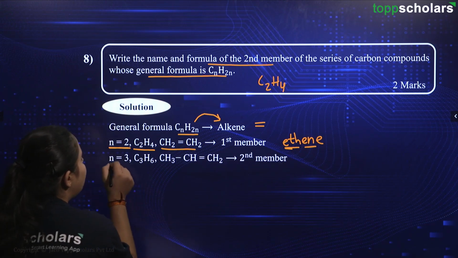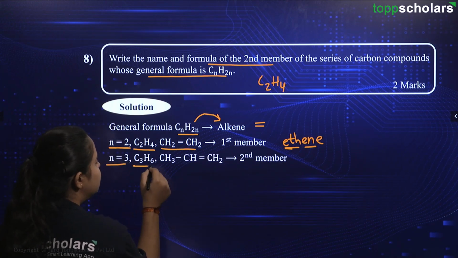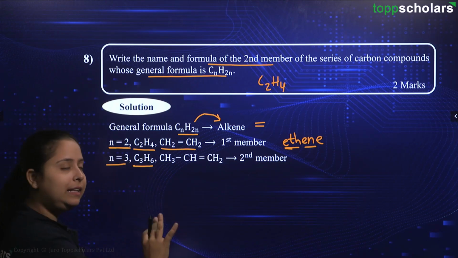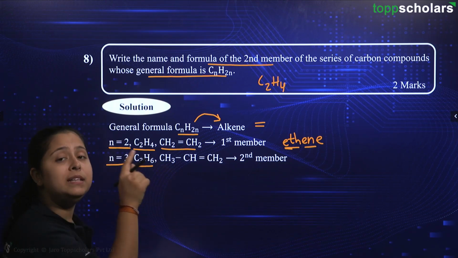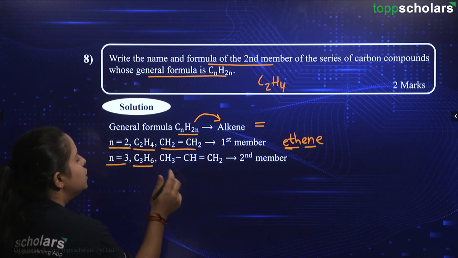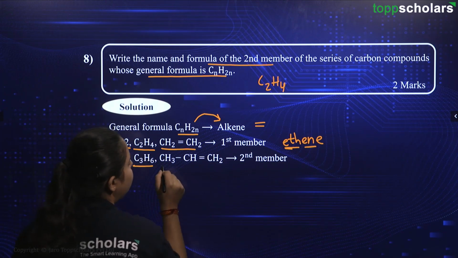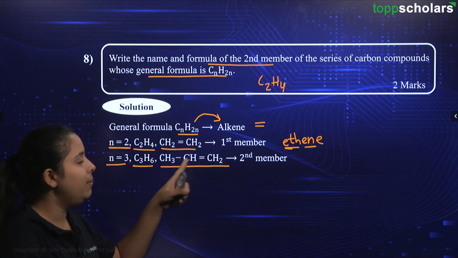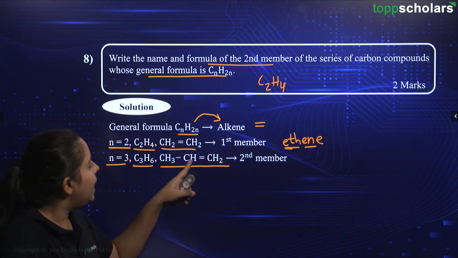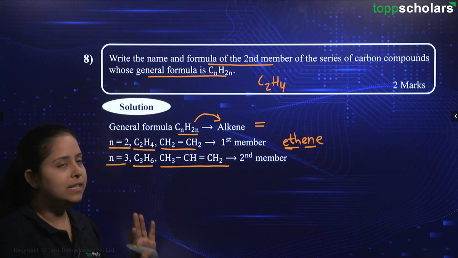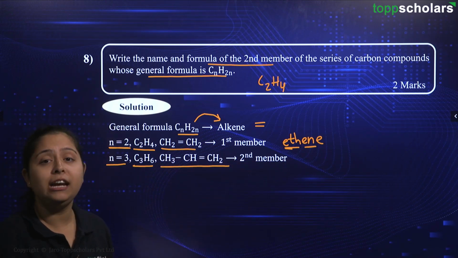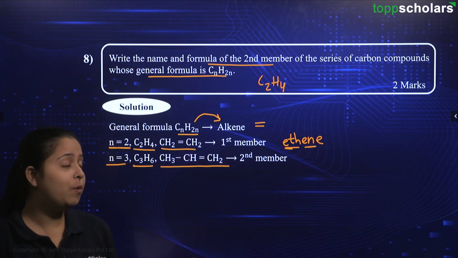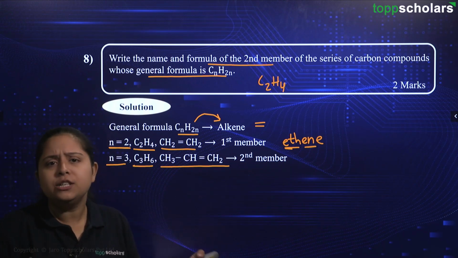The second member has N equal to 3, therefore in Cn, N is replaced by 3, and here 2n means 2 times 3, that will be 6. So we have the C3H6 molecule, and it is written over here: 3 carbon atoms you can see, 1 double bond will be there, and then we have filled up the rest of the valencies with hydrogen. This is the second member. Now here, if I ask you what is the name of this compound, such questions also come, right?